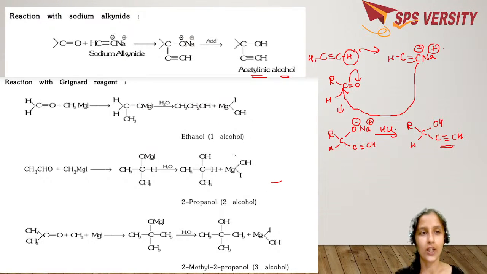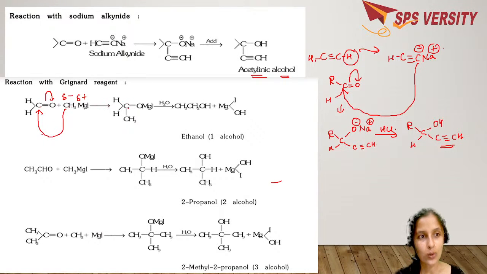Then with the Grignard reagent, how do these react? We know that in the case of the Grignard reagent, this carries a delta positive charge and this carries a delta negative charge. So this goes and attacks the carbonyl carbon and the bond shifts. This results in the formation of CH3 getting attached to this carbon. I think I'm making it clear.